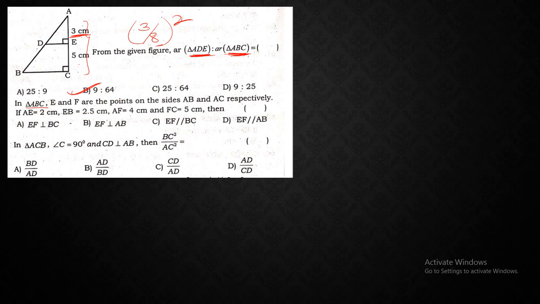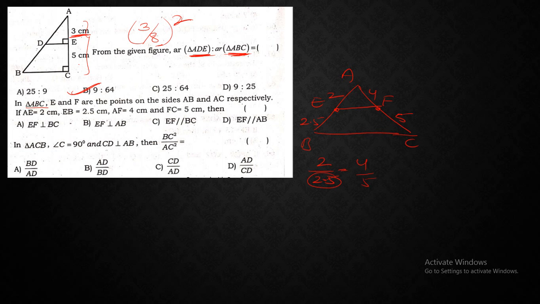Next, in triangle ABC, E and F are points on the sides AB and AC respectively. Right? So what is the given condition? In triangle ABC, E and F are points on AB and AC respectively. So this is E, this is F. Next, what has he given? AE is equal to 2. Next, EB is equal to 2.5. Next, AF is equal to 4. FC is equal to 5. Now if I take the ratios, 2 by 2.5. So 2 by 2.5 means, 2.5 I can write as 5 by 2.